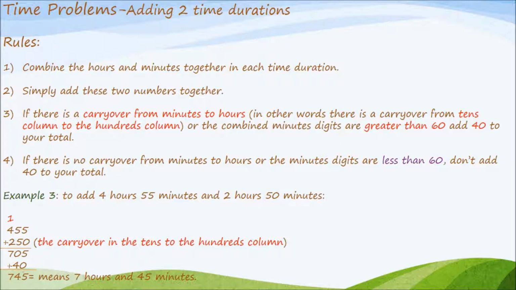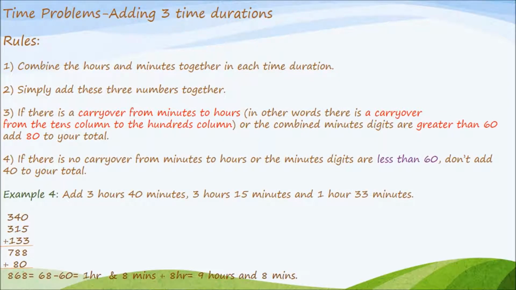Example 3. We're going to add 4 hours and 55 minutes and 2 hours and 50 minutes. So we have 455 plus 250. We're going to add the 5 plus a 0, we get 5. The 5 plus the 5 is 10. Write down our 0, carry the 1. We're going to add the 4 plus the 2 plus the 1, we get 7. So as you can see, we did carry over a digit from the tens column to the hundreds column. So we need to add 40 to our total. So we're going to end up with 745, which means there are 7 hours and 45 minutes.